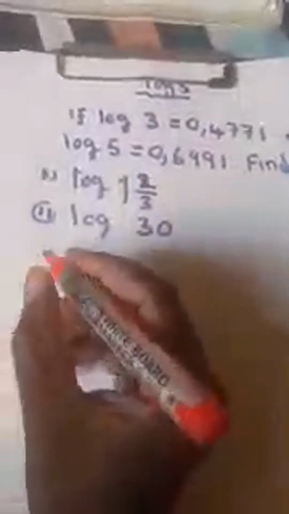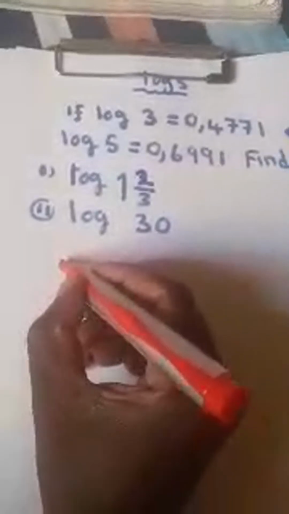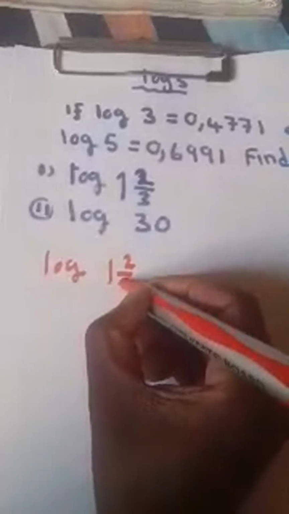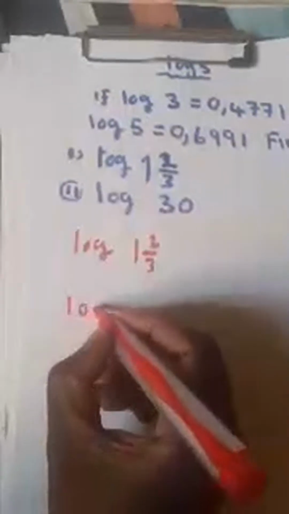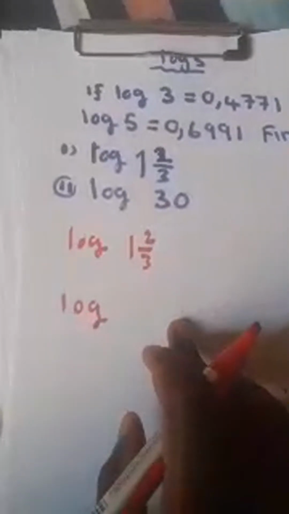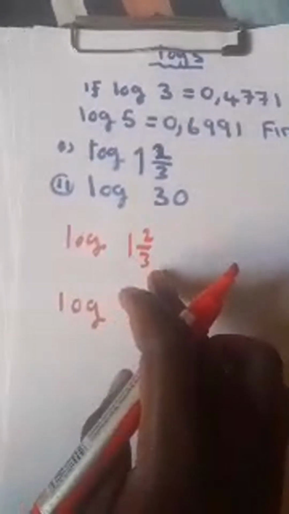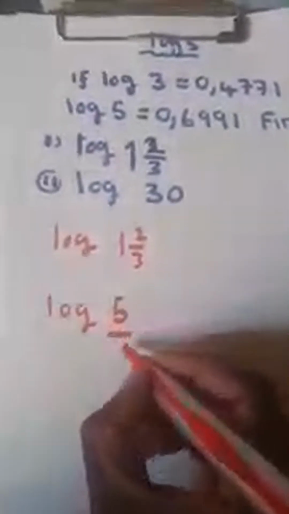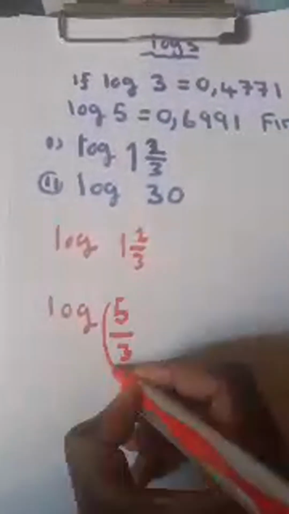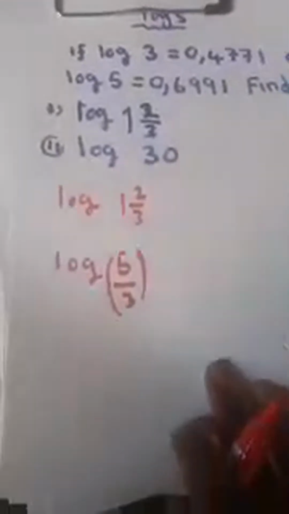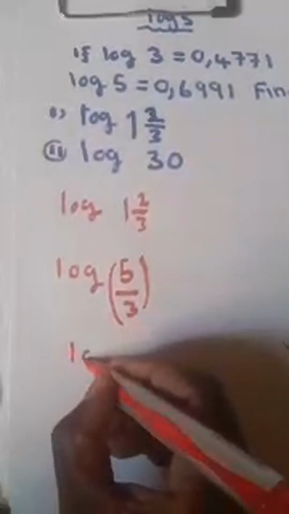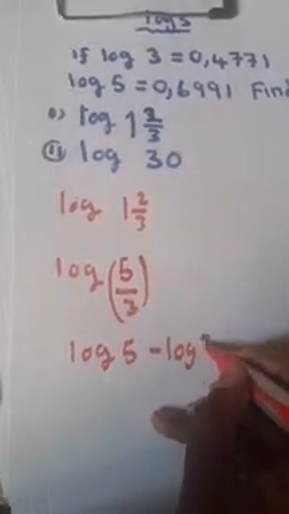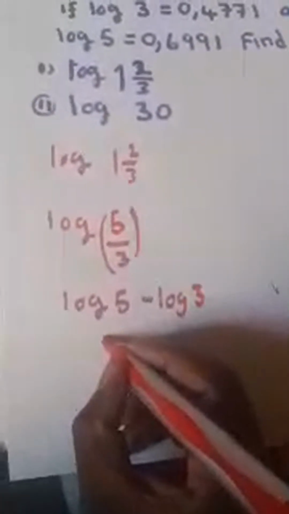Okay, allow me to elaborate. Log 1 and 2 over 3, guys, is the same as log, let's make this an improper fraction. 1 times 3, that's 3, plus 2, that's 5, over 3. Are we together? So whenever we divide, we subtract. So it is going to be log 5 minus log 3.